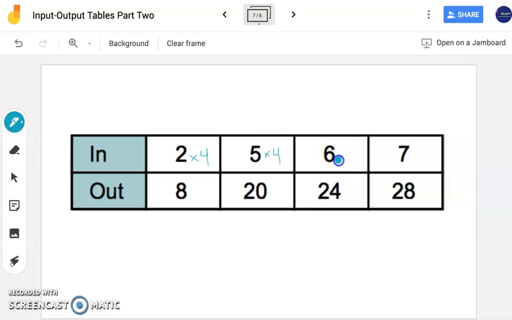So 6 times 4 is 24, so that works. And 7 times 4 is 28. So my rule here would be multiply by 4. And notice I'm doing that to every single input value. Okay, that's creating our pattern. Our pattern here is multiplying by 4. And you're going to find that once you identify that pattern, it's the same for every input value in that input-output table.